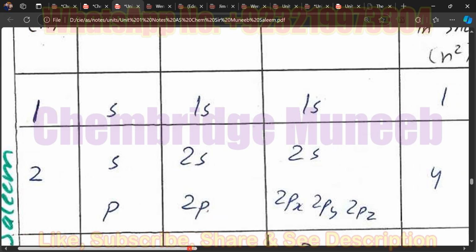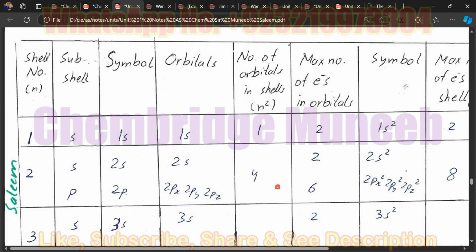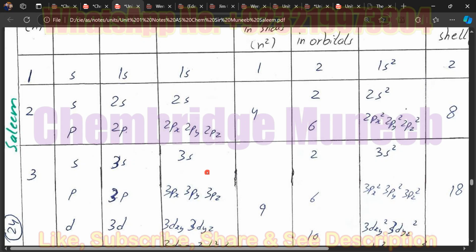We can also expand these in terms of the orbitals. For the s subshell there is just one orbital, which is s itself, both for the first shell and the second shell. But the p subshell in the second shell will be expanded into its orbitals, which are px, py and pz. So that's the arrangement of the shells, subshells and their orbitals.